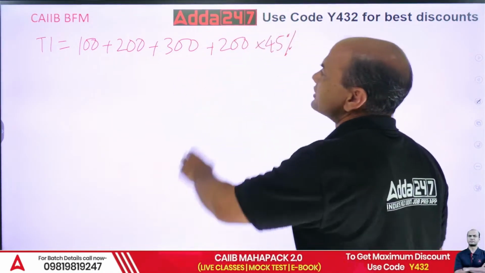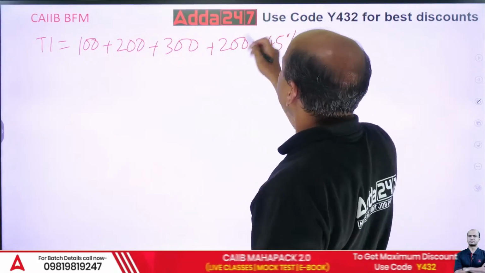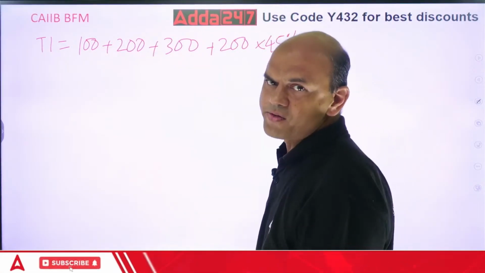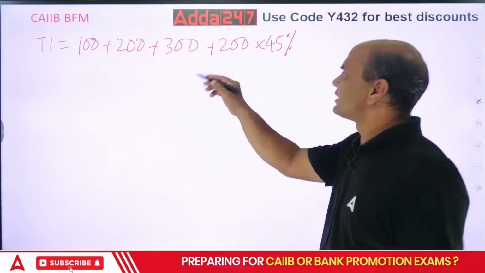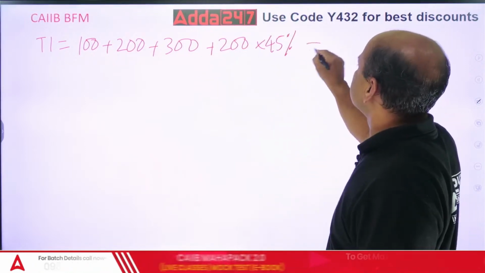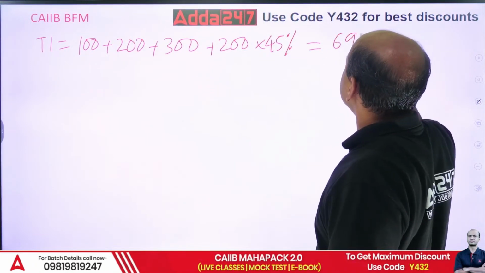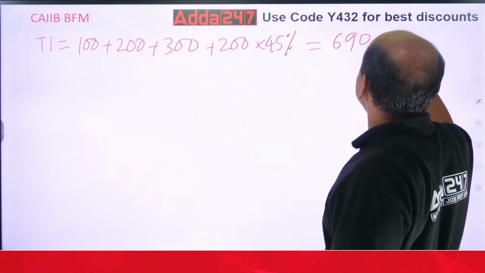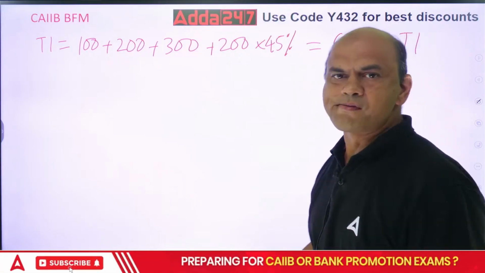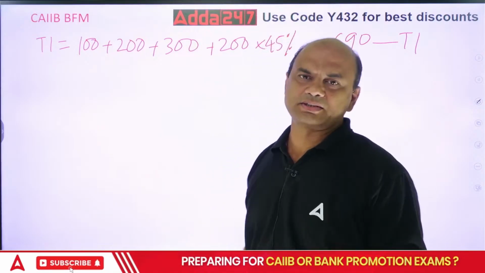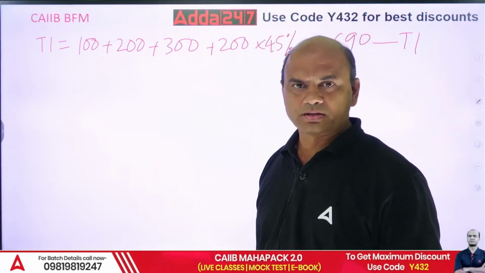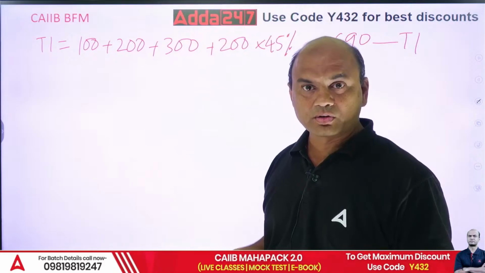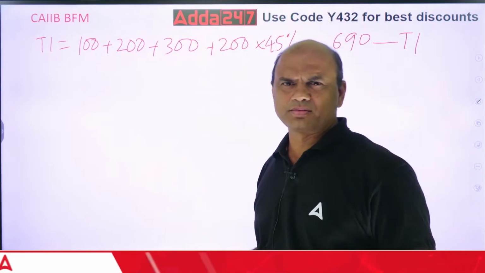So get it, everyone. What is the answer? 300 plus 300 is 600, and this becomes what? 45 twos are 90. So 600 and 90, so 690. My tier 1, T1. Got it, everyone? T1 is 690. Clear? T1 is what? Going concern, free capital.